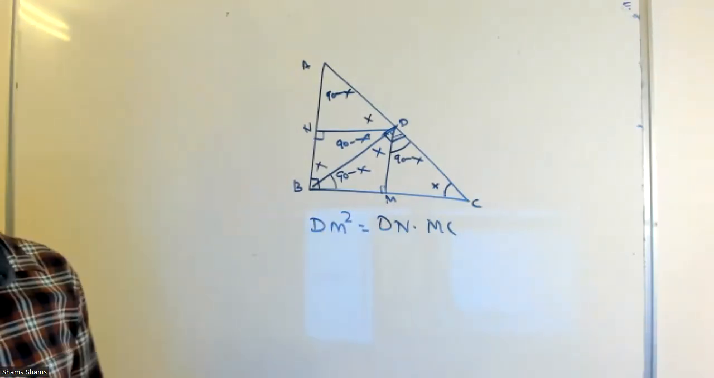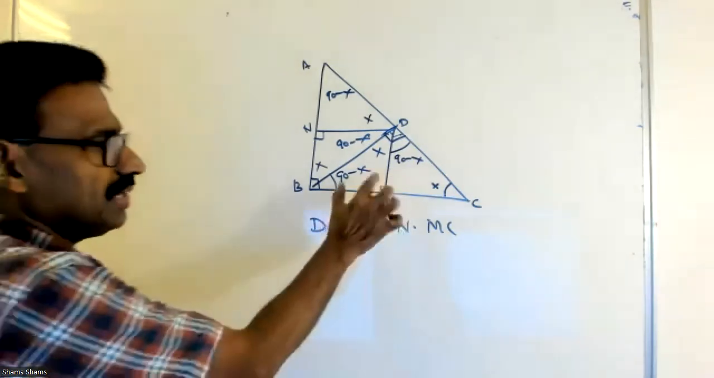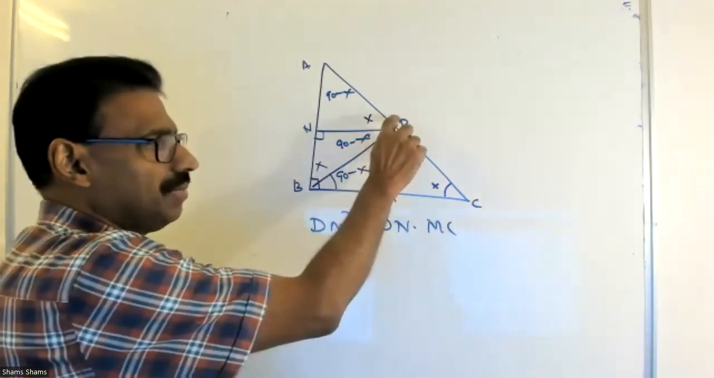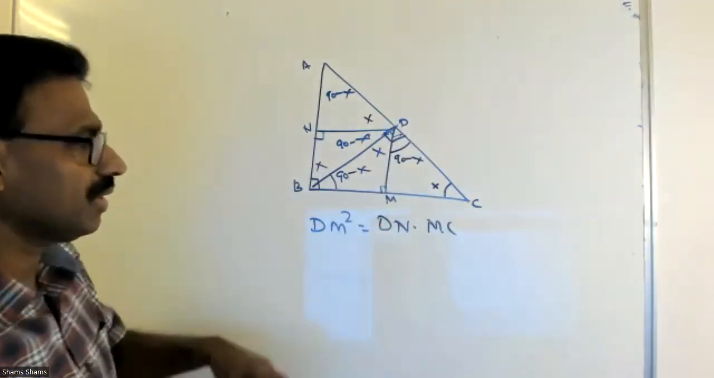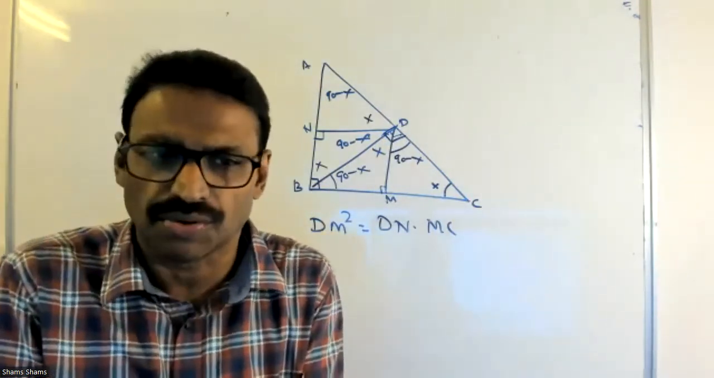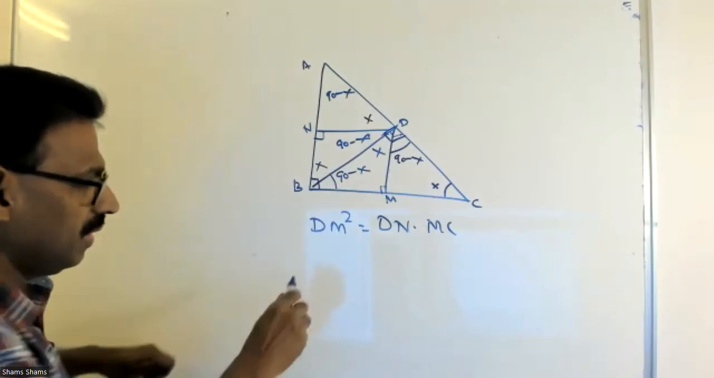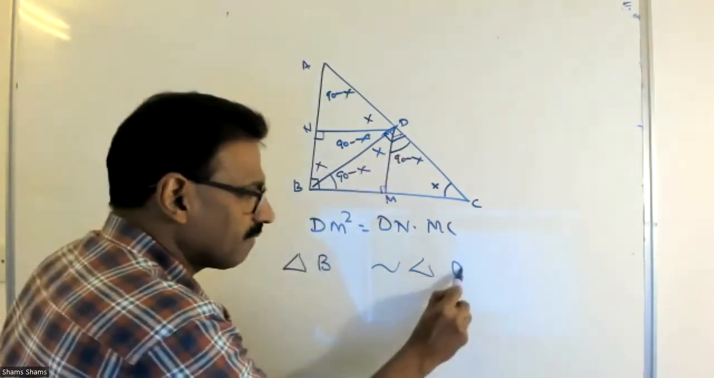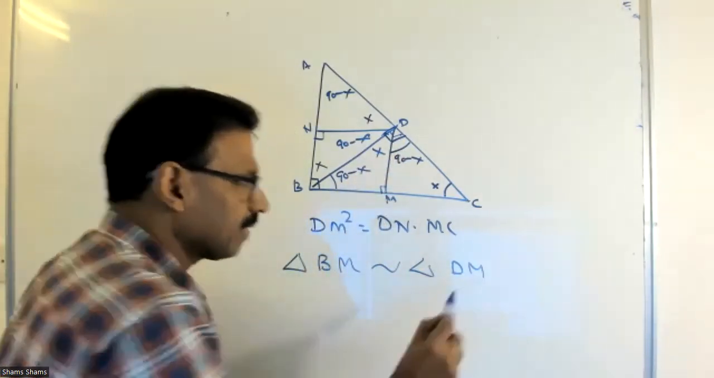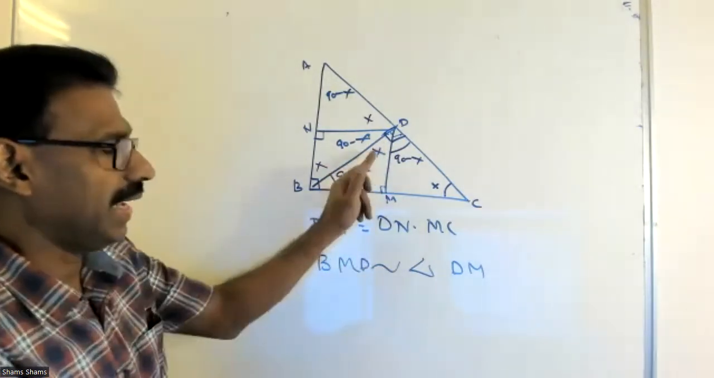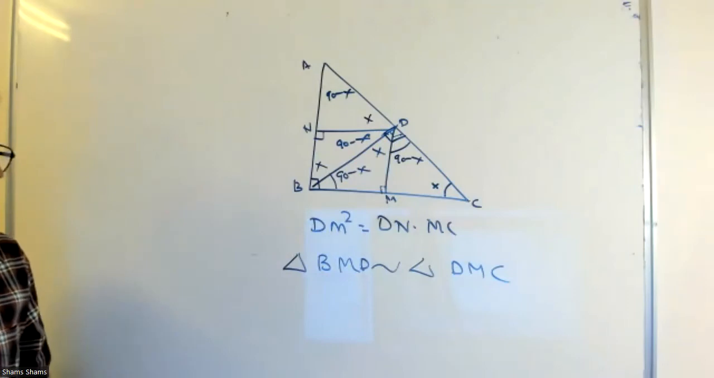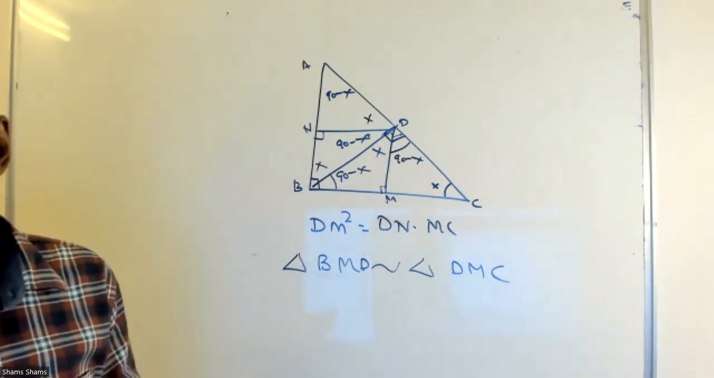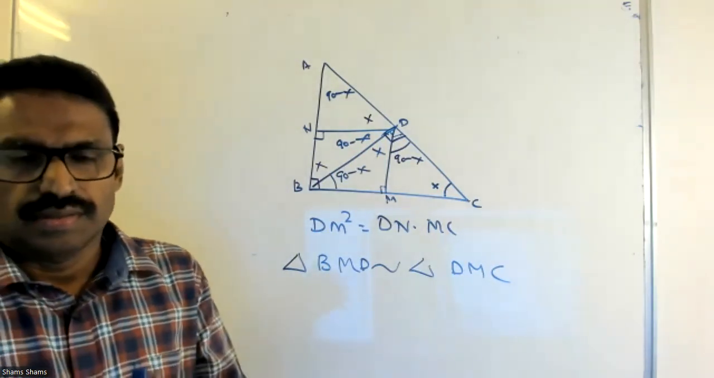Okay. Now, my question: these triangles are similar, right? Which one? BMD similar to DMC. Look, 90 minus X here. Triangle B, similar triangle, which angle? D, M 90. I wrote M here, D here, X here, C here. So is this clear or not? Triangle BMD similar to DMC. Is it okay? Yes, sir.